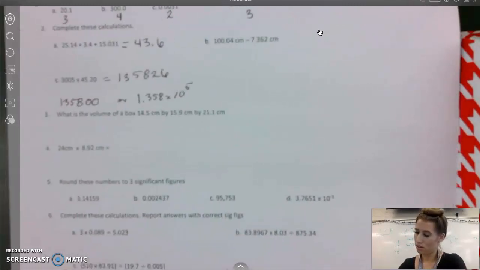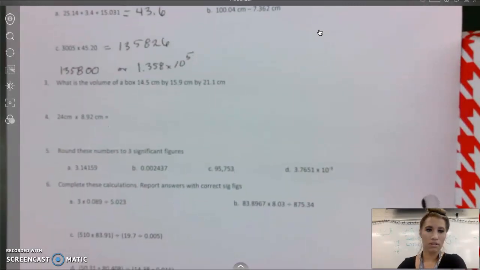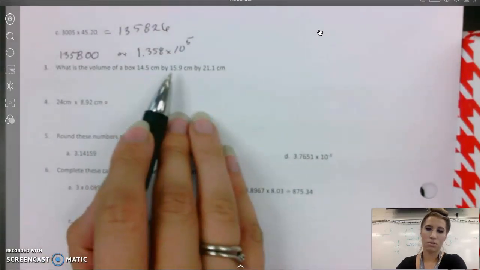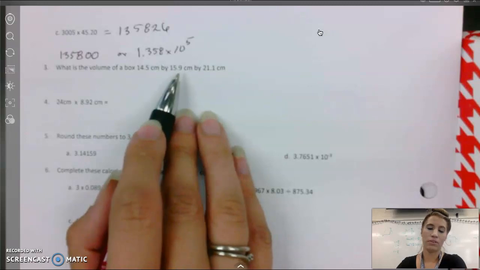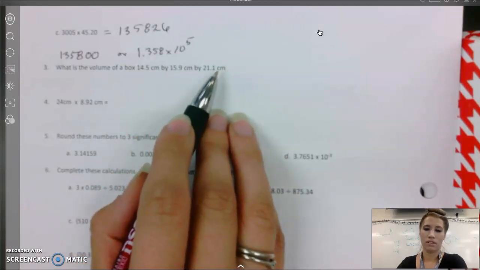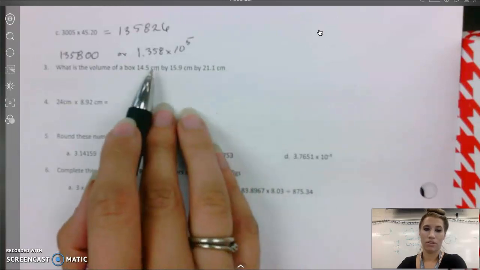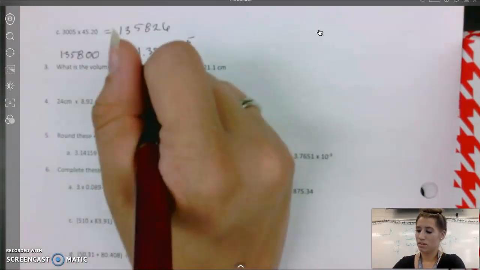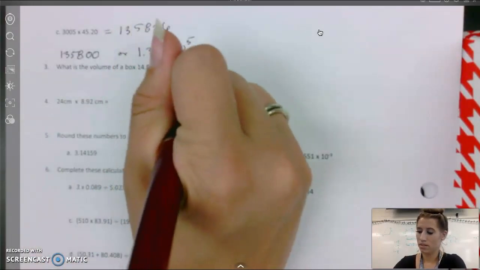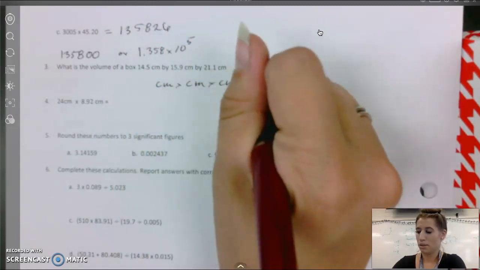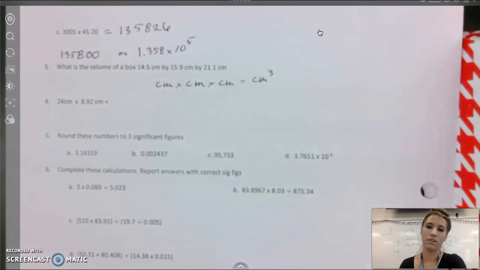All right, volume of the box. So you're just going to take 14.5 centimeters multiplied by 15.9 centimeters multiplied by 21.1 centimeters. So 3 sig figs, 3 sig figs, 3 sig figs. So our final answer will have 3 sig figs. But keep in mind with units, centimeters times centimeters times centimeters is cubic centimeters. So that would be your final units there.